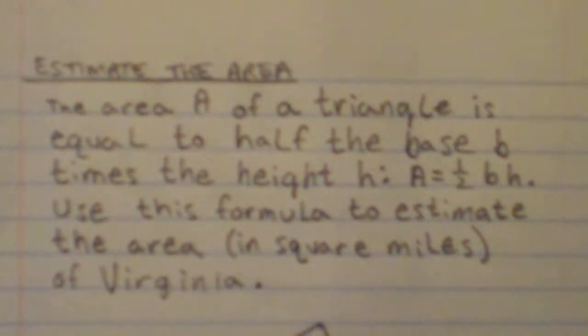Okay, let's see here. We are estimating the area of a triangle. Now, in the book, they show you the state of Virginia, and they're wanting you to estimate the area of Virginia. But the way they have you do it is they have you calculate the area of a triangle. So calculating the area of a triangle is not an estimation. You're just merely comparing the state of Virginia to the shape of a triangle. And so in that sense, you are estimating. But the calculations we are going to do are not estimations.